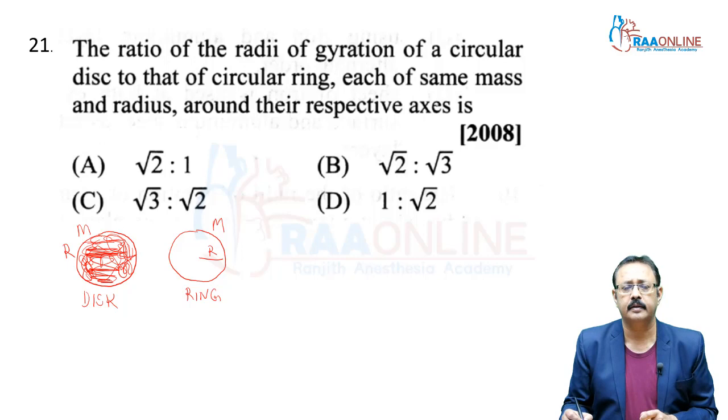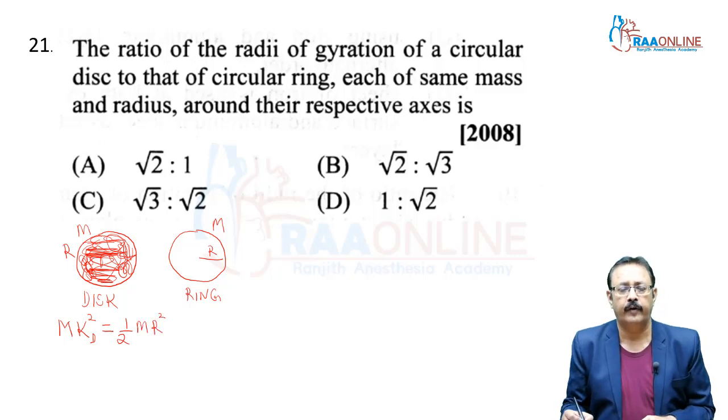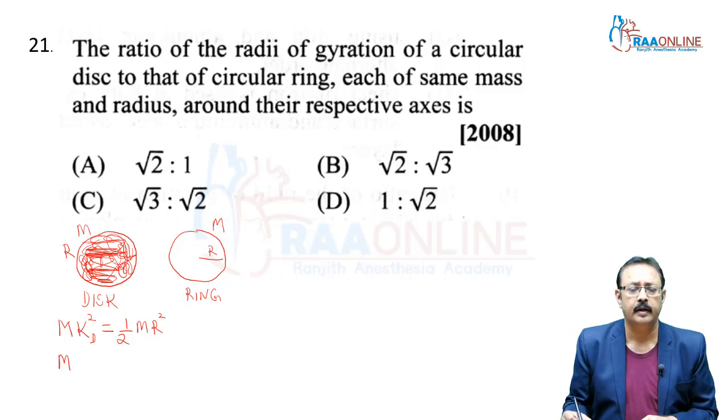We know that for radius of gyration, we have to equate the moment of inertia with mk square. I am talking about the disk, so it should be equal to half mr square. When we are talking about the ring, if the radius of gyration about this axis is kr, it should be equal to mr square.